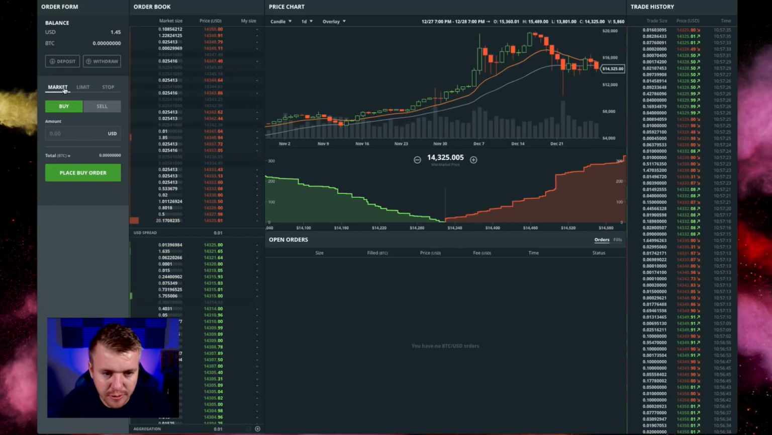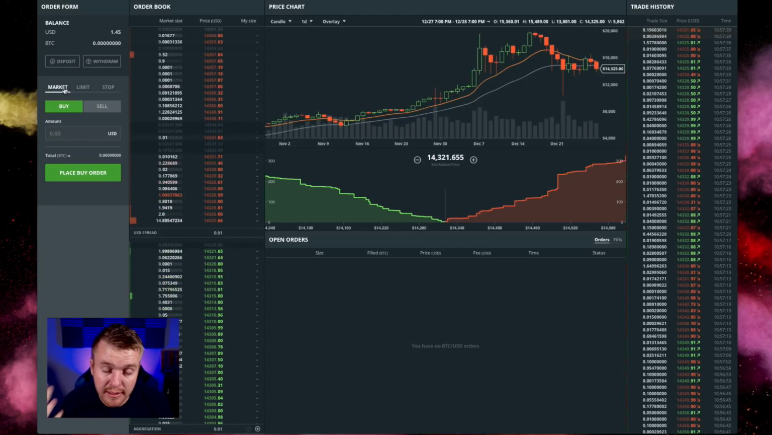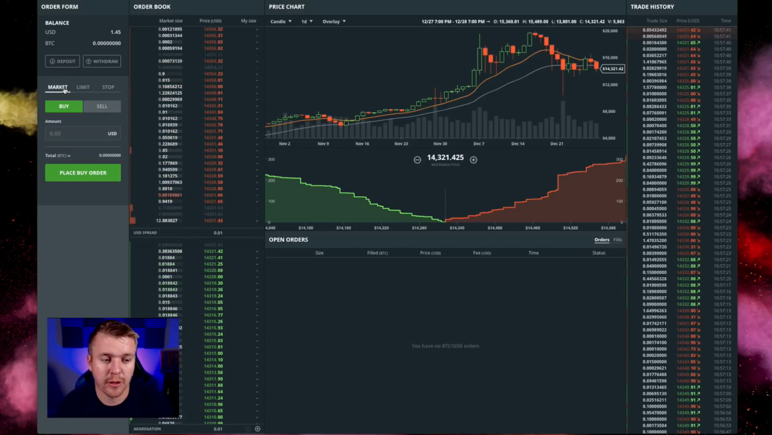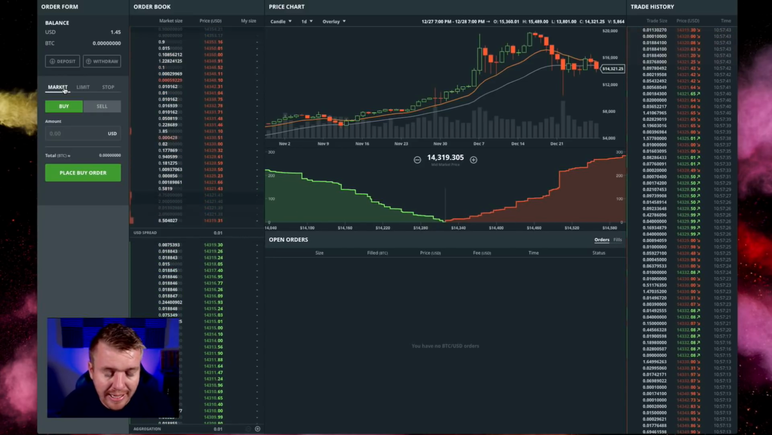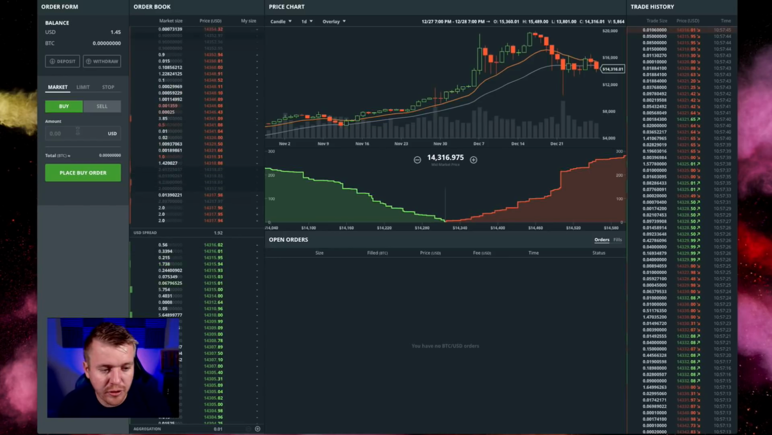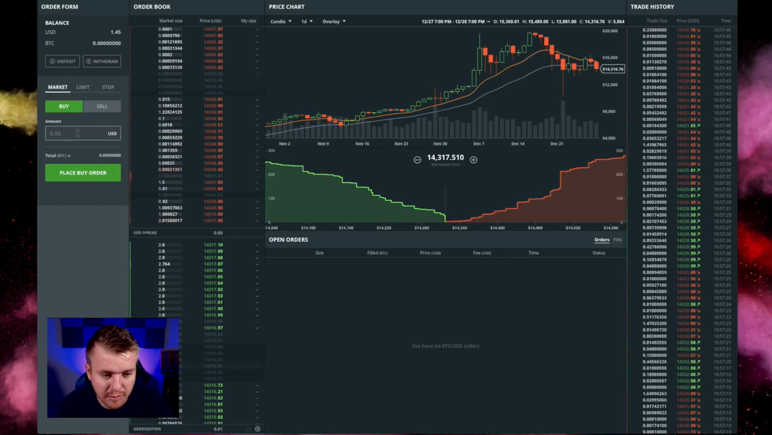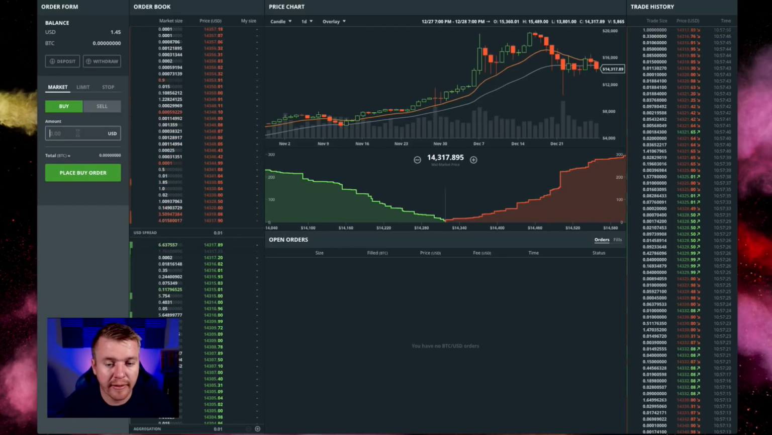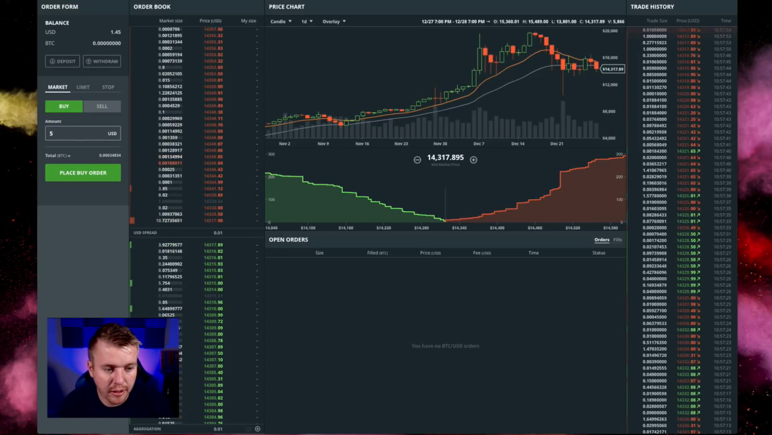The reason that we use GDAX instead of buying through Coinbase and selling through Coinbase is not having to pay the fees. So if you do use GDAX, make sure you're not using market orders. If you want to buy instantly, you can use a market order. Let's say you just really want to get in badly, you can buy right there. If I wanted to buy right there, I place my buy order, it would automatically go and I don't have to wait.